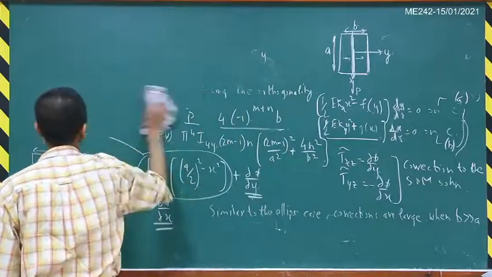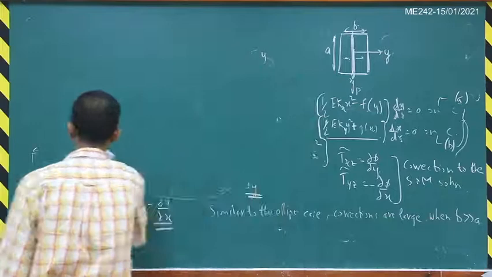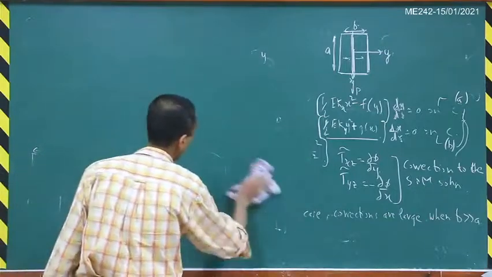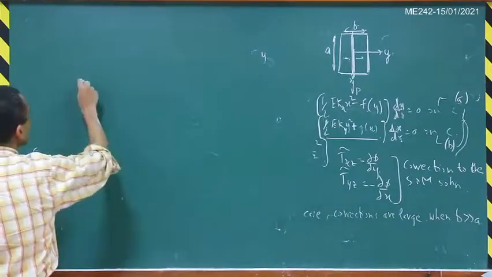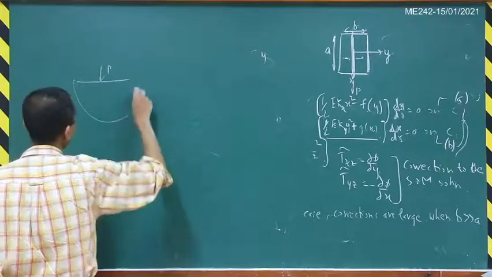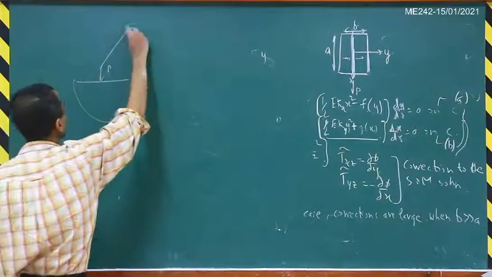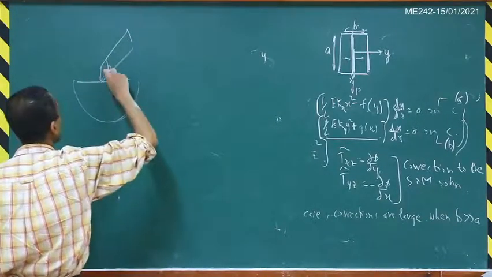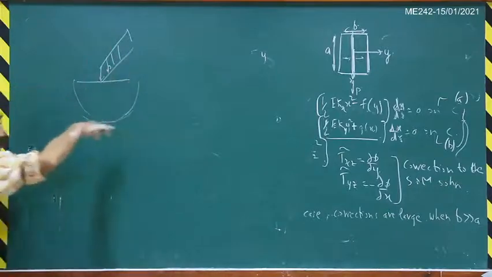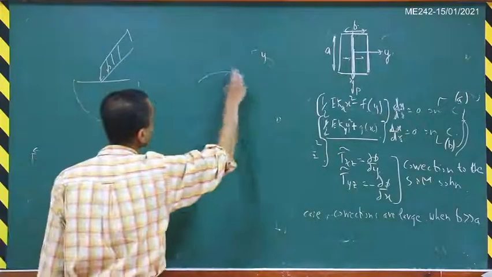So just like the Flamant problem, we have the Boussinesq problem also, where there can be a point load on a half space. Here in this particular case we have considered this load P, and this was a half space, and actually this is a line load, so that means like this on this half space here.